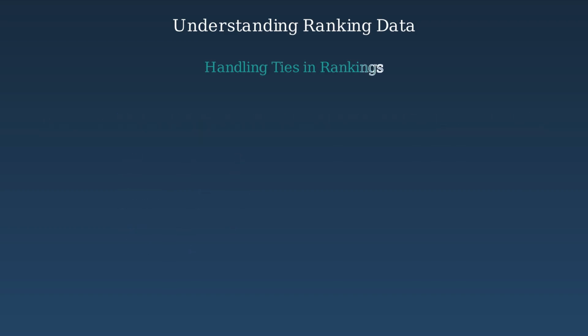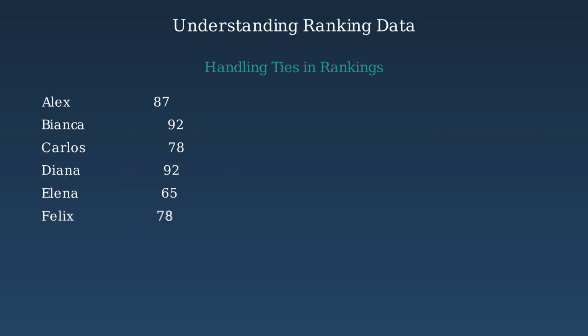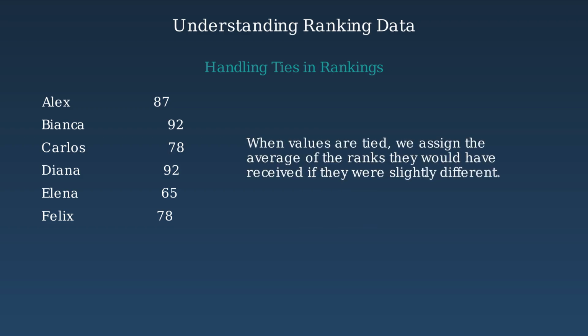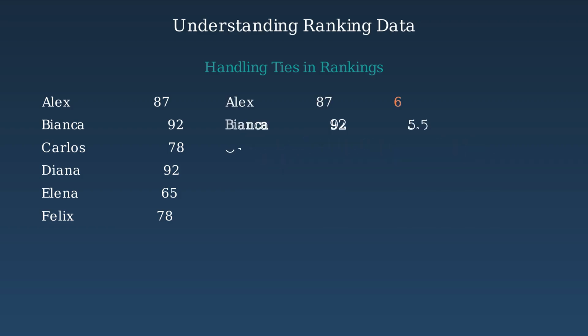A common challenge in ranking data is handling ties when two or more values are identical. Let's look at this example with several tied scores. To handle ties, we assign the average rank to tied values. Notice that Bianca and Diana both have scores of 92, so they share ranks 5 and 6, receiving an average rank of 5.5. Similarly, Carlos and Felix, with scores of 78, share ranks 3 and 4, receiving an average rank of 3.5.